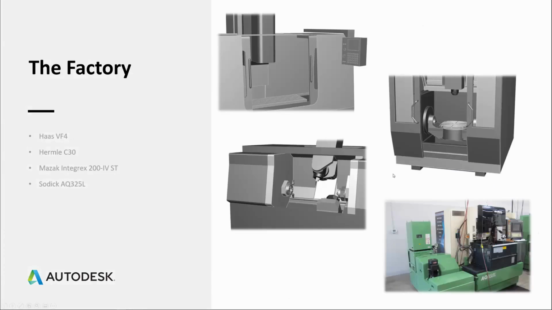So for this example, in our factory, we have a wide variety of machines available to us. We've got a basic 3-axis mill in a Haas VF4. This obviously could be substituted for any 3-axis mill. We have a 5-axis machine, in this case a Hermle C30, a Mazak Integrex. This is going to be a pretty complex lathe with live tooling that we can work with one of our components. And then we have a Sodick 4-axis Wire-EDM machine that we'll be using for our final component in our final operation.